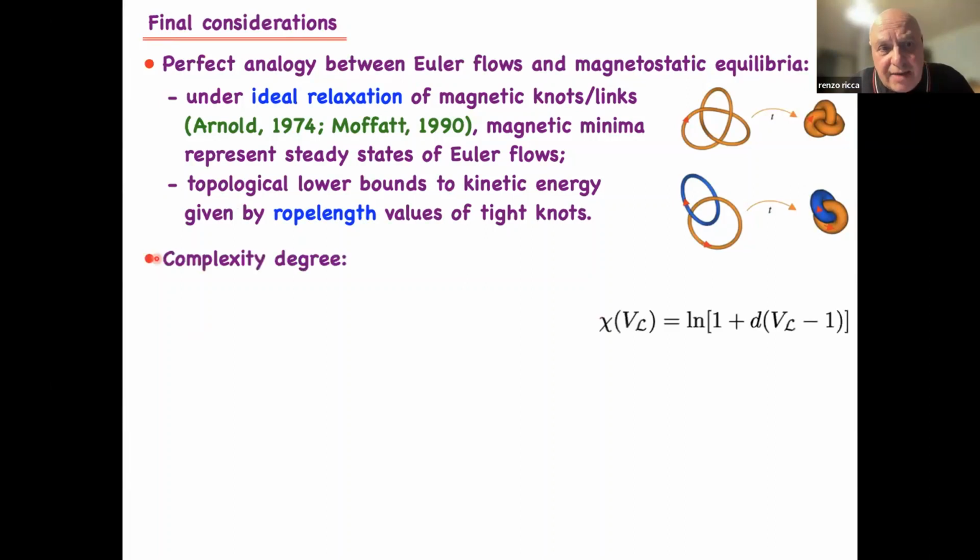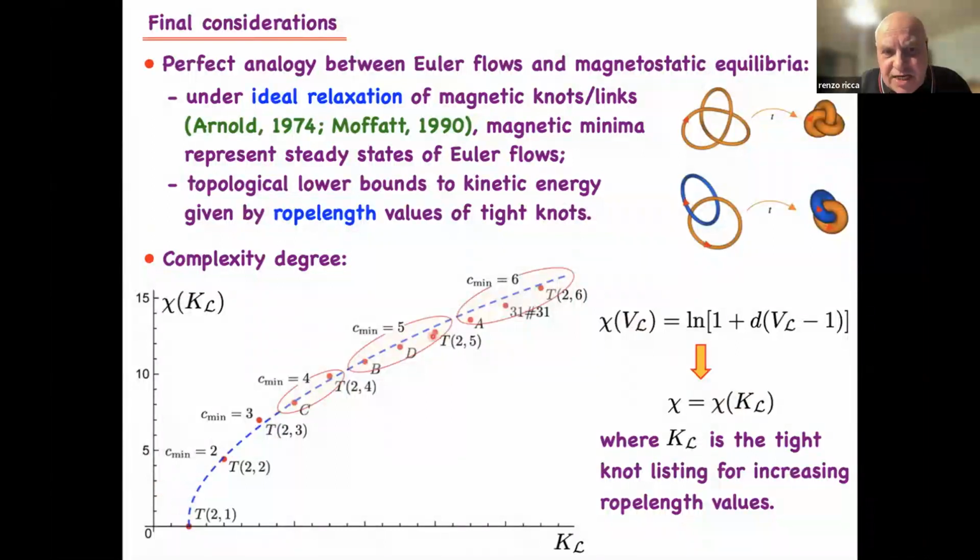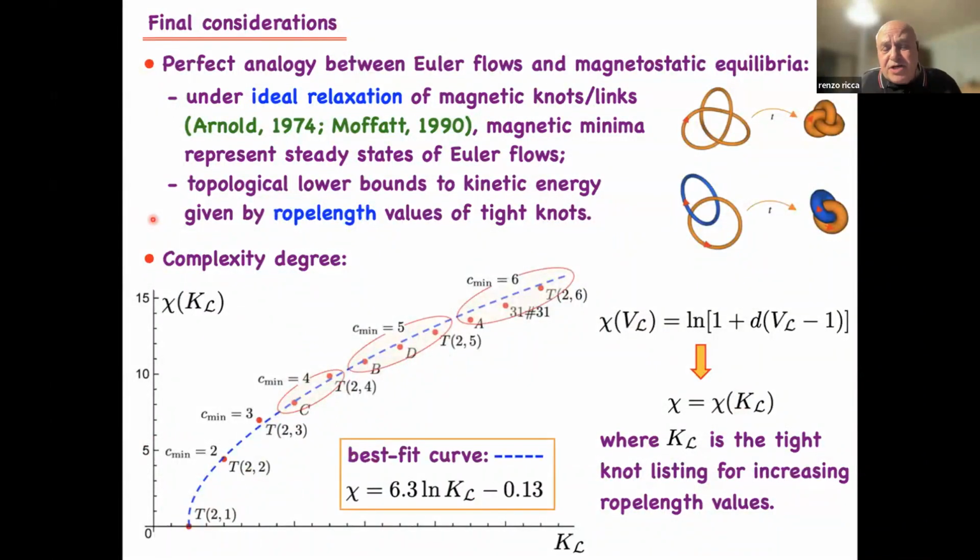If you do this and you define a complexity degree by this formula, which is an expression in terms of the Jones polynomial, you can plot this with your knot types. But of course, knot types must now be identified with rope length. And rope length is a very good identifier of the complexity of knots and links when they are in the tight configuration. And if you do this, you can plot chi, the complexity, not as a function of the numerical value of the polynomial, but of the position in terms of complexity of the tight knot. This is the expression you get. So you see several of those knots are confined in the same region, and they can all satisfy a best fit logarithmic curve. So that brings us to a conclusion.